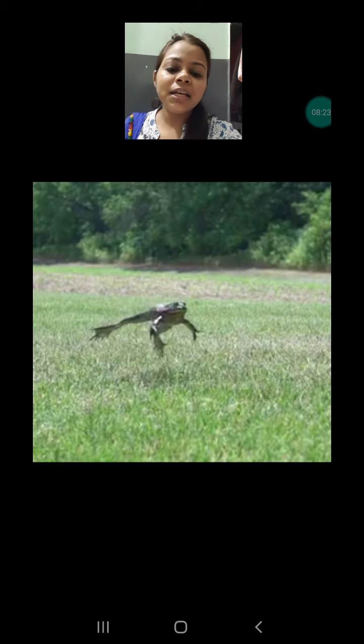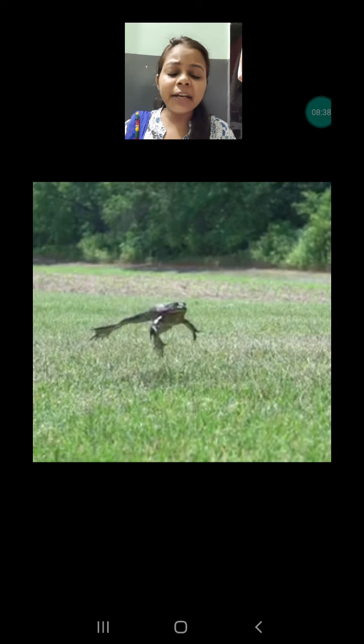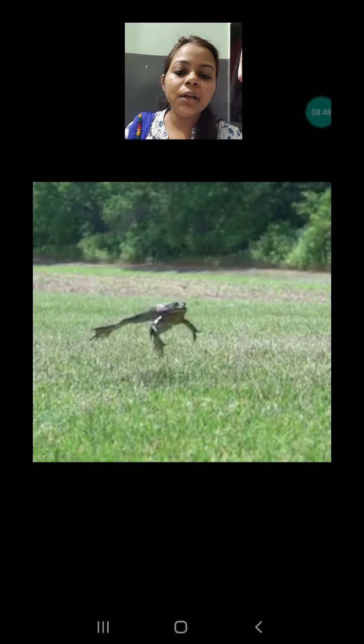Next, you can see the back leg. It is very large, and it is very strong also, so that they can jump from one place to another. As you can see, the frog is jumping. Whenever they have to jump, they have to put more pressure on the back feet to jump from one place to another. So they have very long and very strong back legs.